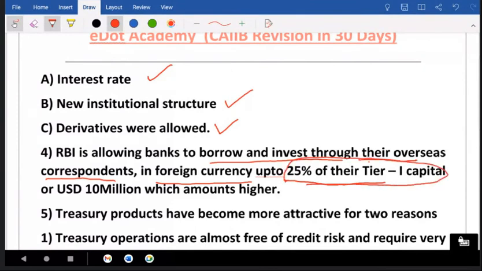Okay, or USD 10 million, whichever amount is higher. That means whichever amount is higher, up to that they can invest. Okay, here the condition is that up to, that means they will not cross the 25% of that. Okay, or USD 10 million. So this is a limit that has been given. It must be whichever is lower.